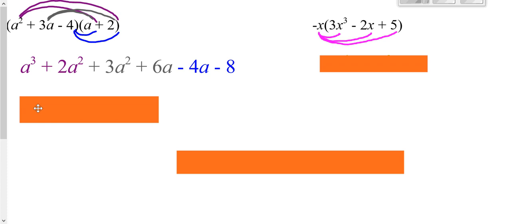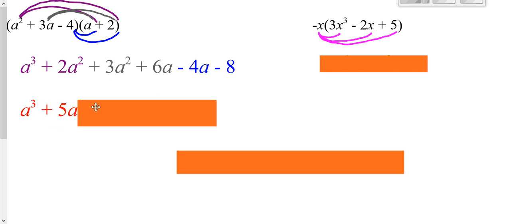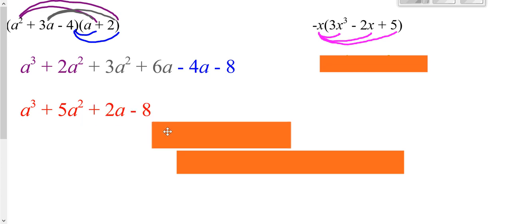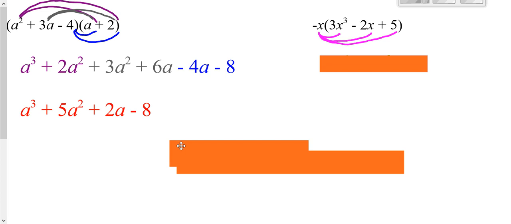And then combine together like terms. Like terms happen to be the squared, so we'll bring down our cube. 2 of the a squareds plus 3 more of the a squareds is a total of 5 of those a squareds. And then you have 6 of the a's minus 4 of the a's, leaving you only with 2 of the a's. Bring down just your constant of negative 8.